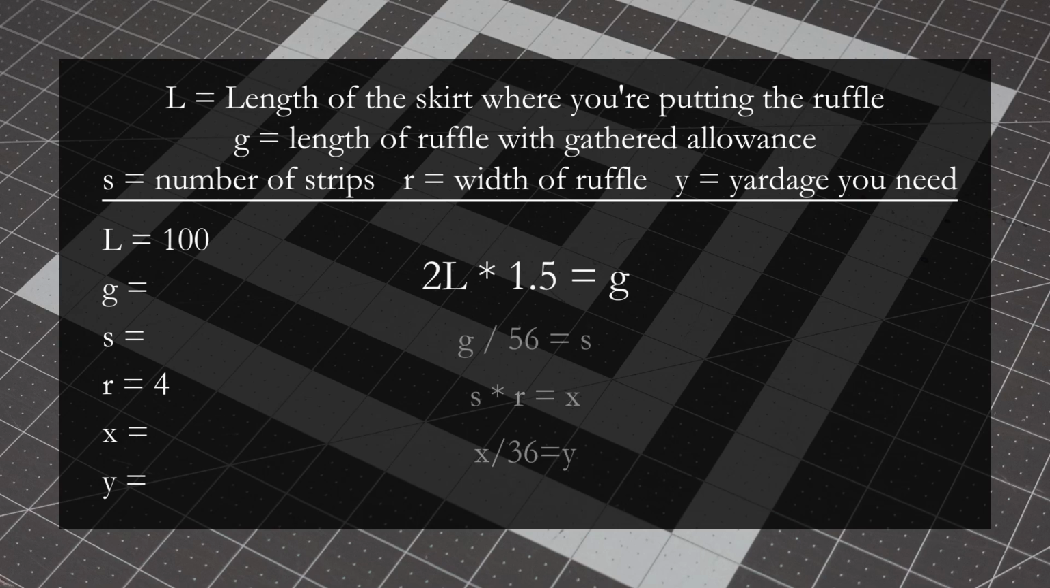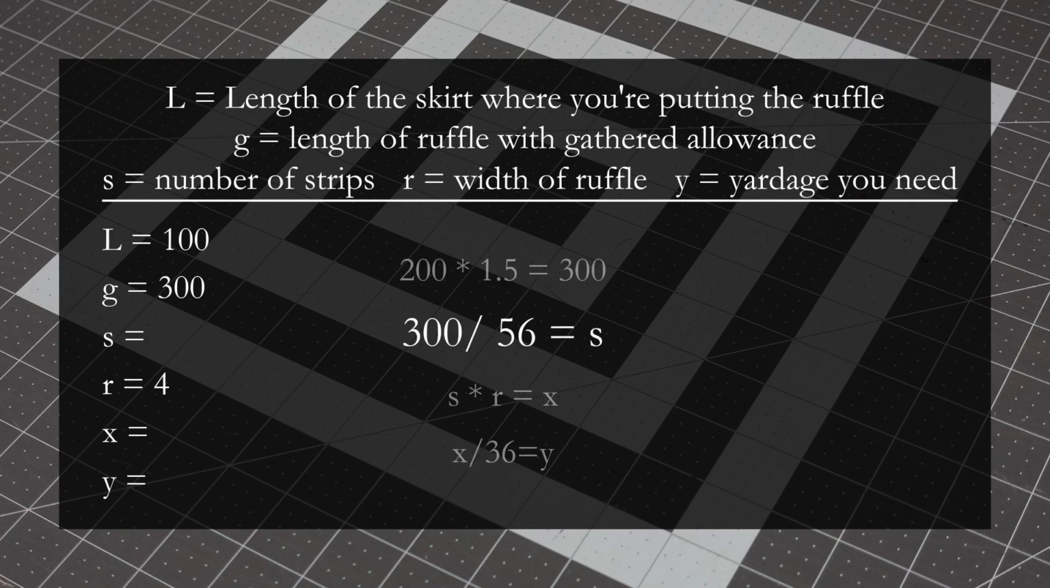So we're going to take that first equation and replace L with 100. 2 times 100 is 200. 200 times 1.5 is 300. So G equals 300. 300 divided by 56 is 5.357. I think that's a weird number. I'm going to round that up to the nearest half. So that would be 5.5.